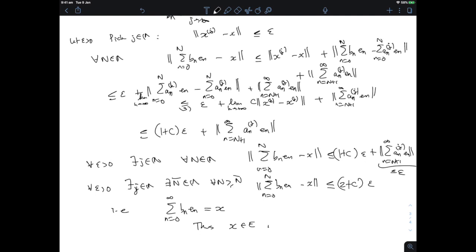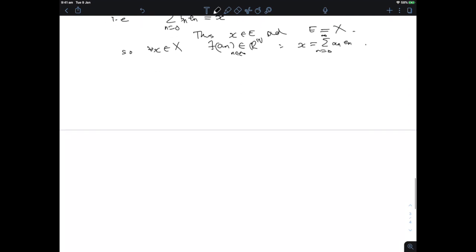Therefore, E is closed, and that is to say E is equal to X. So for all x in X, there exists a sequence An of real numbers such that x can be written as the sum of An En. And now all we have to do to finish the proof that En is a basis is show that this decomposition is actually unique. So let's do that now.